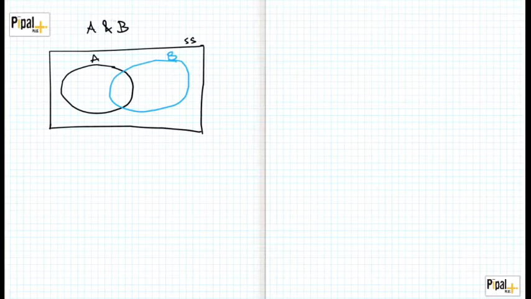Now, what if we have to find the probability of A given that B has happened?